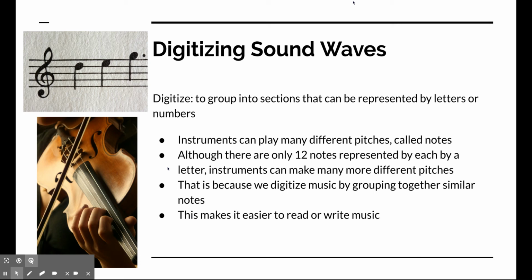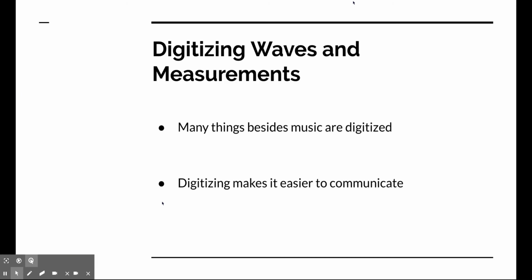The reason we do this is because it makes it easier to read or write music. If you were to read a sheet of music and there was a different symbol for all the different sounds, it would make it really complicated. So we group together similar pitches to make it easier to communicate it. However, music isn't the only thing that's digitized. We can digitize other different types of waves or measurements as well, because it makes it easier to communicate it to another person.